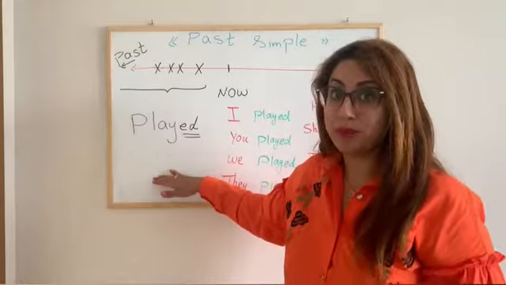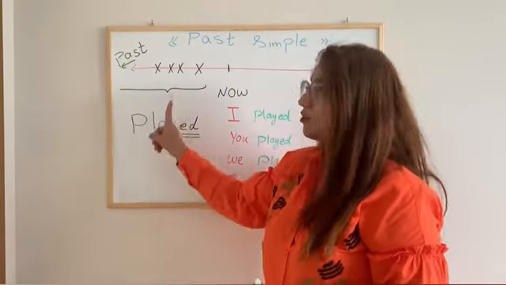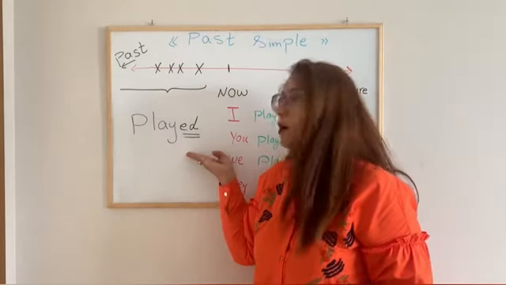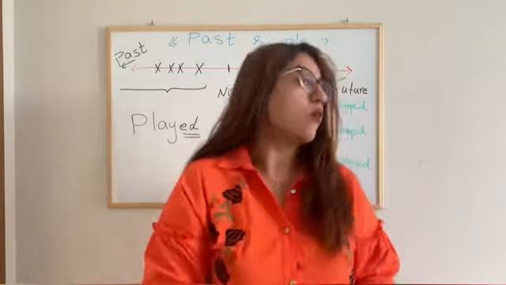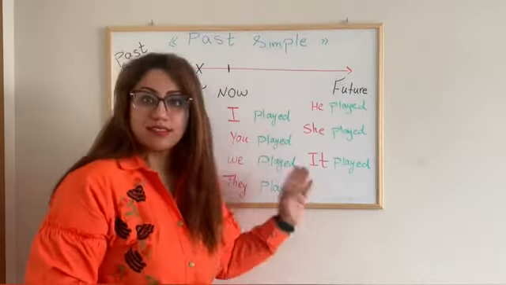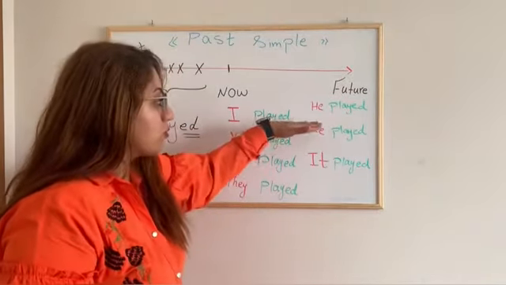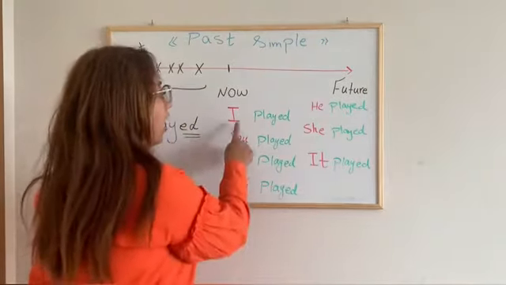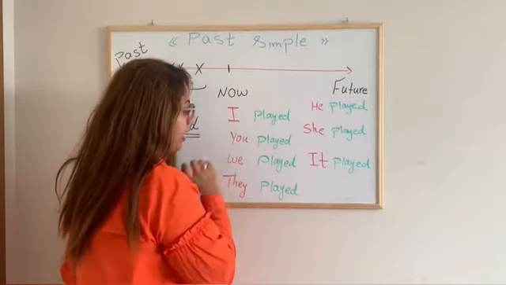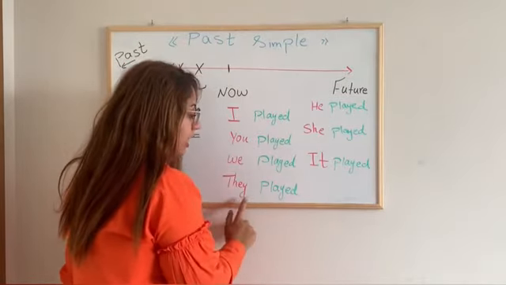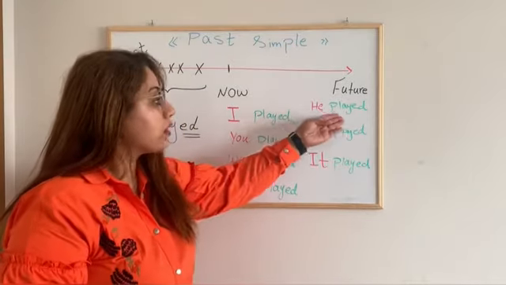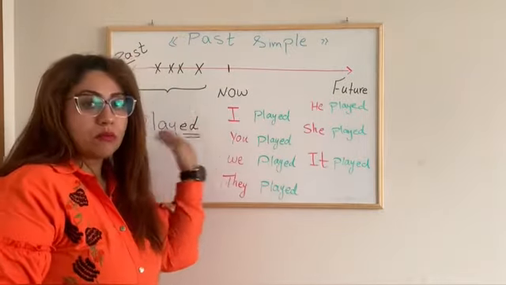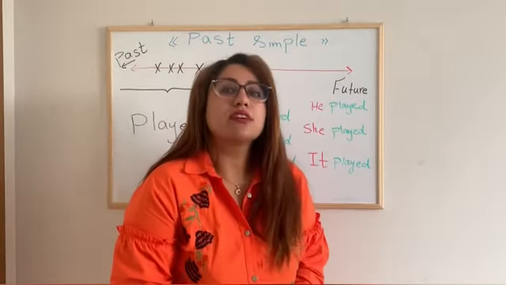Here we have the verb play. Play is a regular verb, so we just add ed and we read it, played. Now, for all subject pronouns, we just use the verb. There is no change for he, she, it. I played, you played, we played, they played. He played, she played, it played. It's about some time before. I can add some time expressions to them.